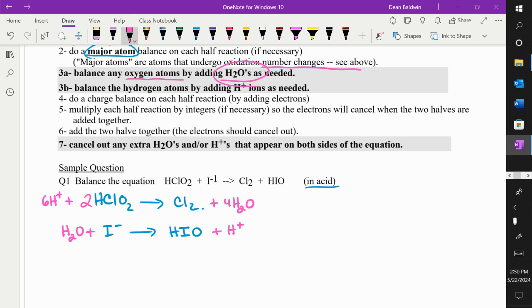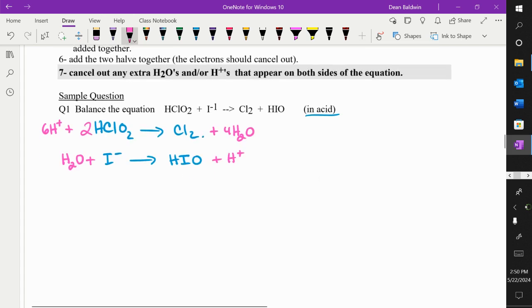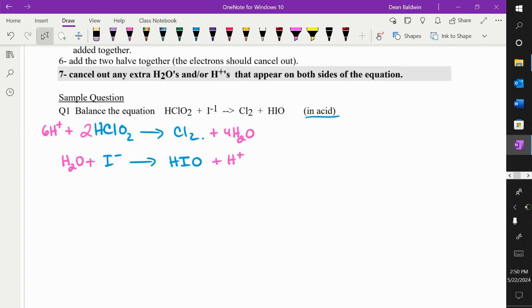Now we have to balance the charges. So the top one has, what's the charge on the left side of the top one? 6. What's the charge on the right of the top one? 0, right? Nothing is charged over here. So I'm going to bring this positive 6 down to 0. How do I do that? You add 6 electrons to that side. I'm running out of room here. 6 electrons. So we add 6 electrons.